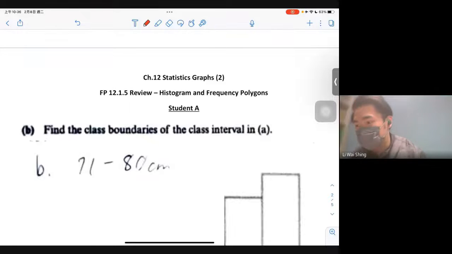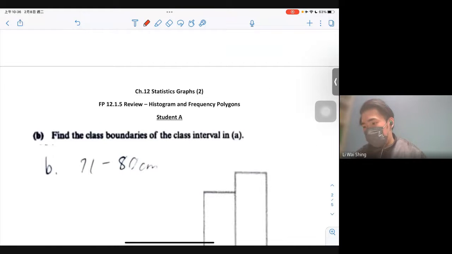Review the lesson again. I posted there. Okay, is anyone absent today? All of you are present. Okay, so today, let's do the review.